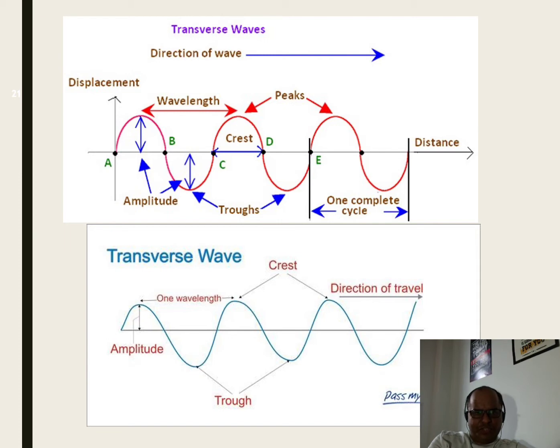If you look at the picture, the amplitude is how it goes in the y direction, that is your height. The wavelength is from one peak to another peak. You also must know what the crest and the trough are. If it is going in the positive y direction, that is your crest, and in the negative direction, that is your trough.